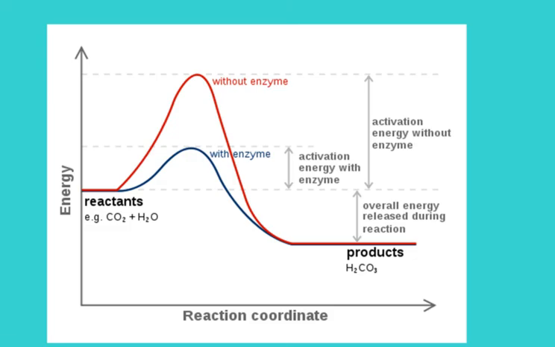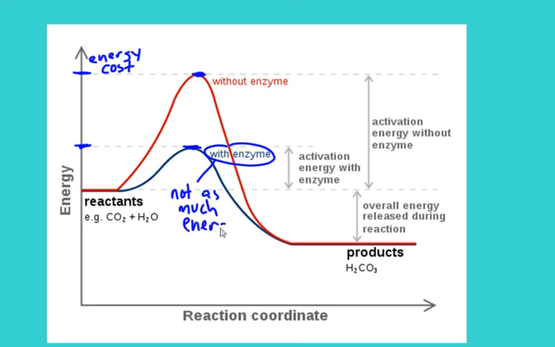So final thing, from the big picture with enzymes. When we look at the graph without the enzyme, this is what the energy cost is. The activation energy. This is how much we need without an enzyme. With an enzyme, this is how much we need. So, technically, not as much energy needed, which means it is going to be a faster reaction.